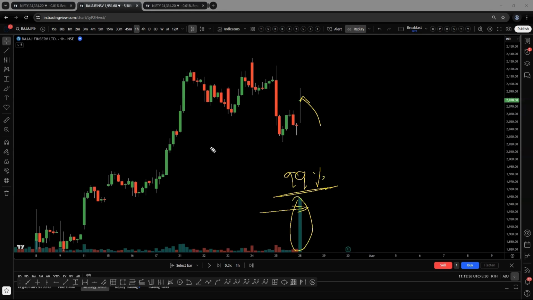I'm not saying you're wrong. I'm saying that the education which is available right now for retailers is what tells you that green color means it is buying pressure, and red color means selling pressure, right? Wrong. I'll show you what happens here.